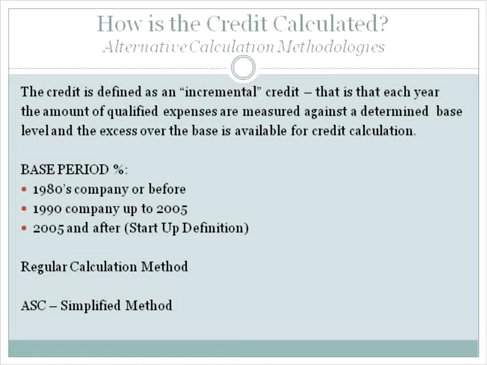But for some companies who say, I don't have that data, I don't have that information, I can't get it, there is what's called the simplified method, which allows you to just look over the past few years and determine some other form of calculation without dealing with this base percentage. But the simplified method is only good for the current year and going forward.